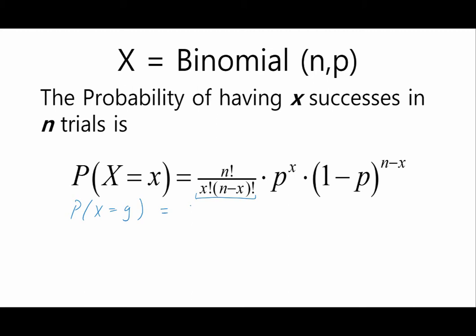So the number of combinations is going to be n factorial, which in our case is 15 factorial, over x factorial, which is 9 factorial, times 15 minus 9 factorial. So this is the number of combinations. We know our probabilities. The probability of a success, or in our case a red, is 1/3 to the power 9, times 1 minus 1/3 to the power 15 minus 9. So that's the probability of getting exactly 9 reds.